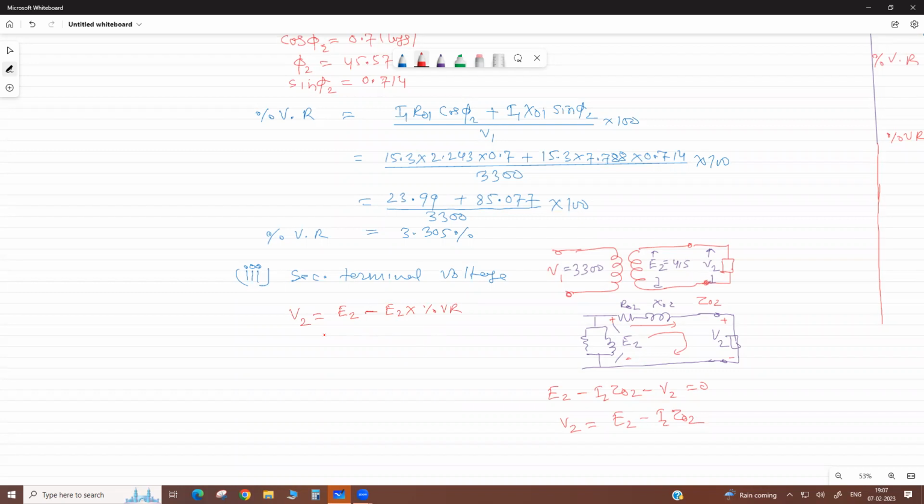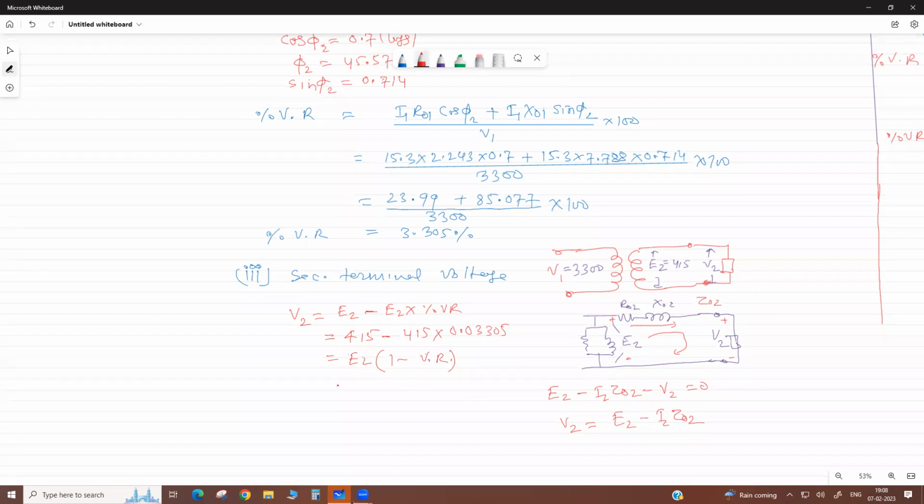Okay. So that means it is 415 minus 415 into the percentage drop, which is 0.03305. You can write it as a percentage, then in per unit divide by 100. Or you can just write E2 into 1 minus the voltage regulation in per unit. You can also prepare this formula.